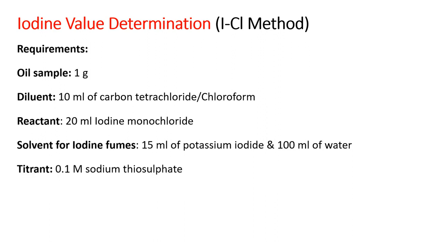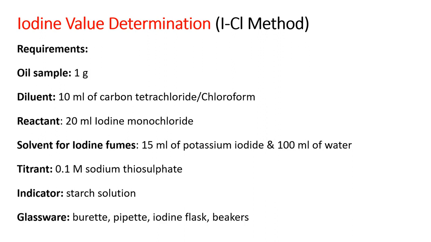Then we will be titrating this. Since it is an iodometric titration, we will be using 0.1 molar sodium thiosulfate solution in the burette. Then, as the indicator, again since it is an iodometric titration, starch solution is used, because starch gives a purple or bluish color with iodine solution. So these are the requirements.